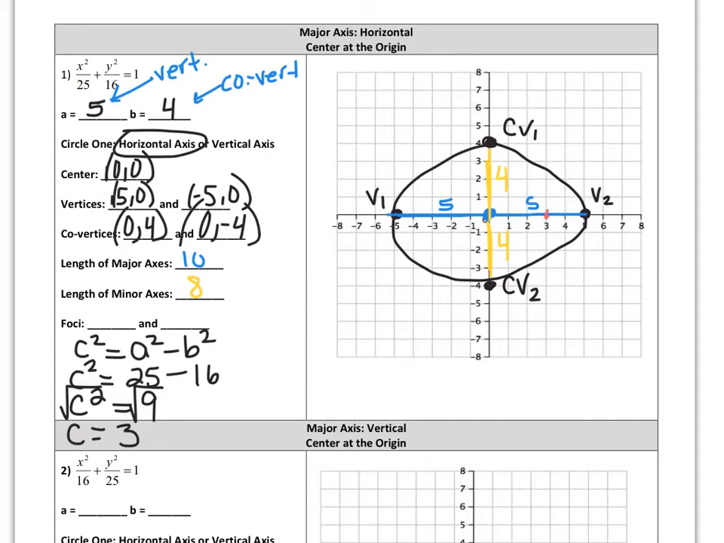So here and here. So this is F1 and this is F2. So these are my two foci. They are 3 from the center here and 3 from the center there. So that is an example with a horizontal major axis at the center. Okay, let's try another one.